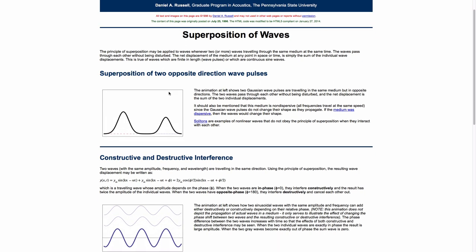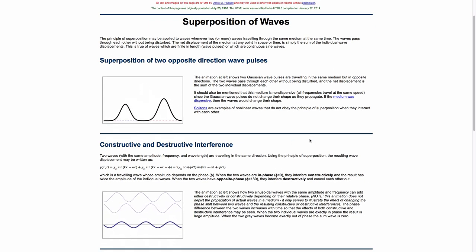So here we have a nice animation that shows two wave pulses, and you can imagine maybe two people standing at different ends of the room, talking or doing something like that, and coming together from opposite ends of the room. So you see what happens here is when the two peaks come together, they add up, right? And become a much bigger peak. And as they pull apart, they go back to their own ways.